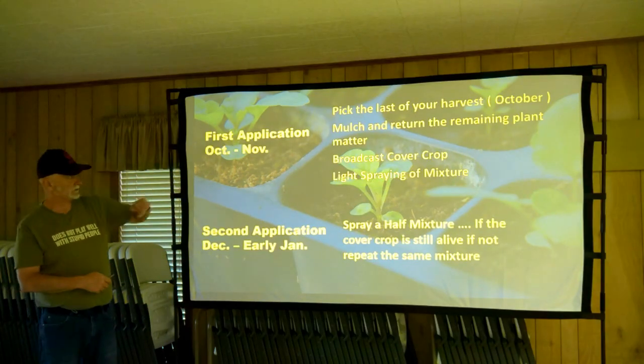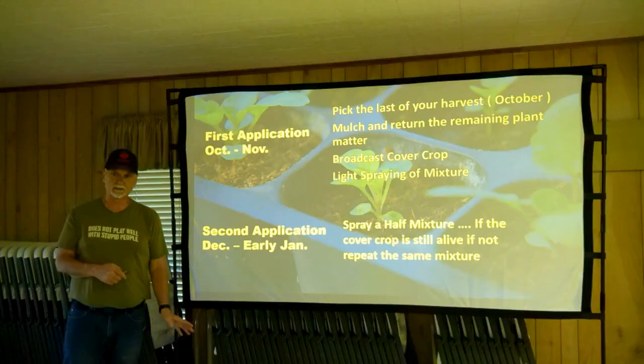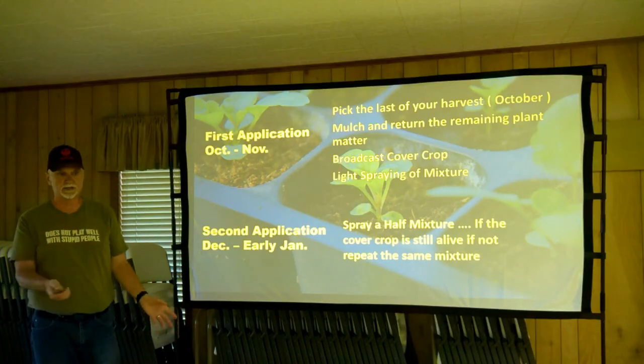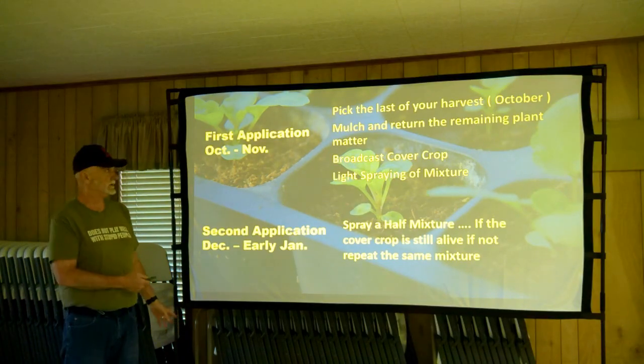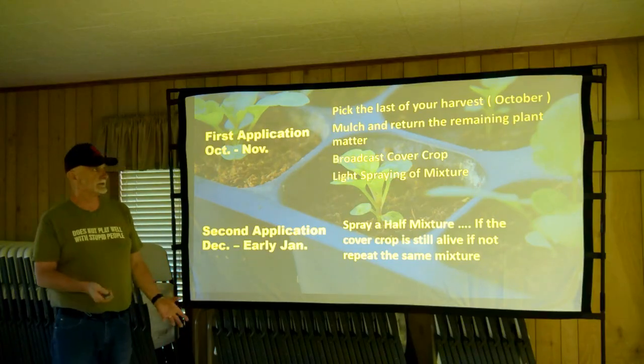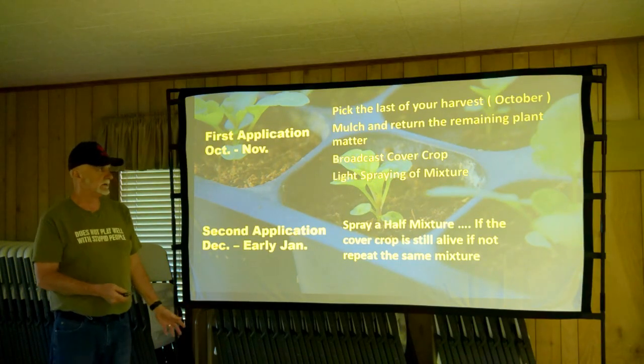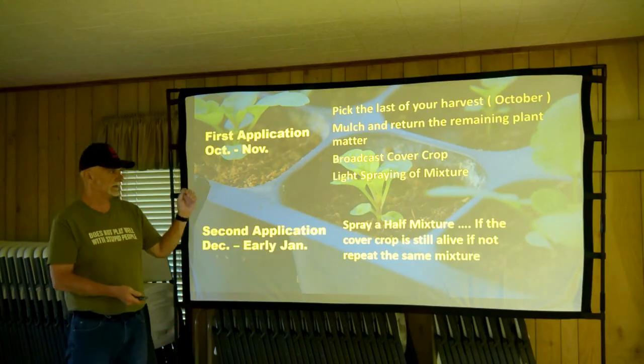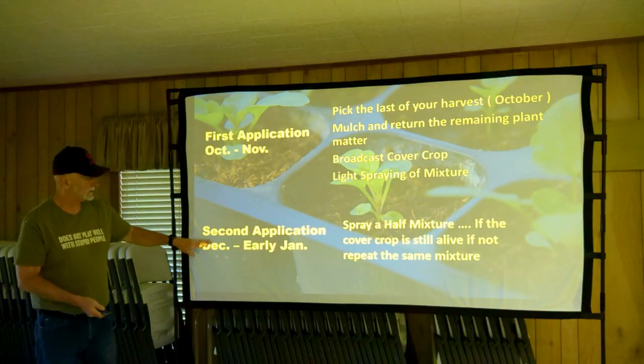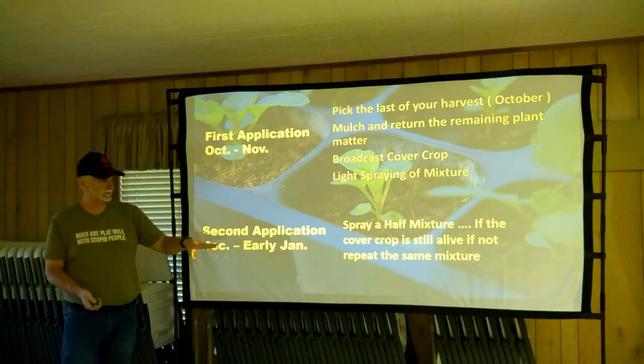So first application is at the end of October, as soon as you've got it ready to go at the end of season or early November. You pick the last of your harvest in October, mulch and return the remaining plant matter, broadcast the cover crop, and then lightly spray your mixture on it. Second application, December, early January.